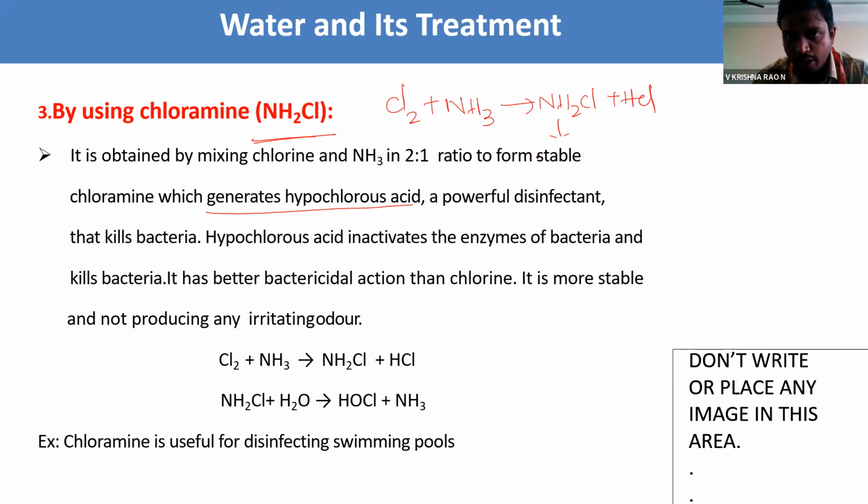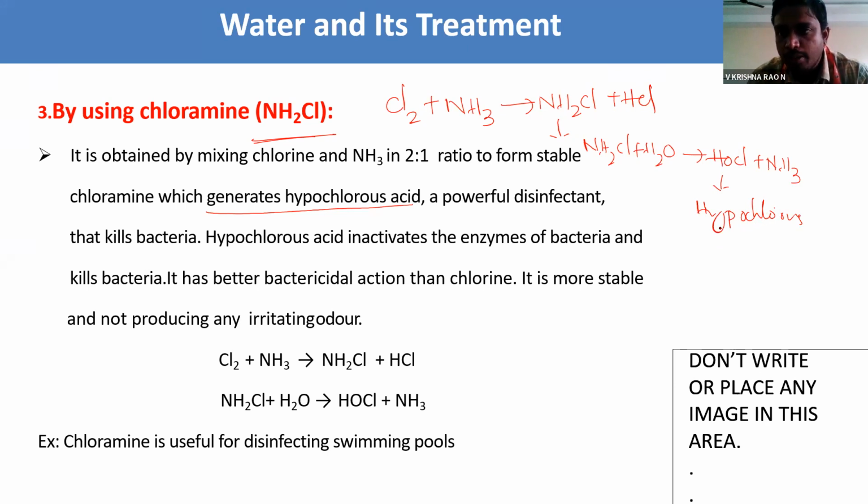When we add H2O, NH2Cl reacts with water and forms HOCl, hypochlorous acid, plus NH3 ammonia. This hypochlorous acid is a strong oxidizing agent and a powerful germicide, which kills the pathogenic bacteria present in the water. It inactivates the enzymes of bacteria and kills the bacteria.